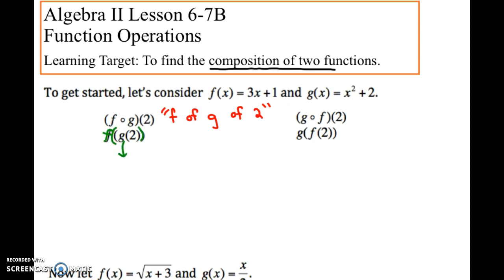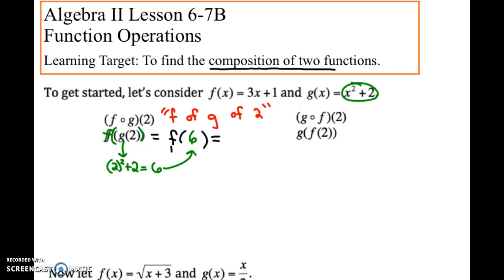And the first thing we're going to do is find out what g of 2 is. And this is our g function here. So g of 2 would be 2 squared plus 2, which would be 4 plus 2 is 6. And what we do with that is plug it in to this spot. So the first thing you do is the inside-most part of the problem. And then we keep going.